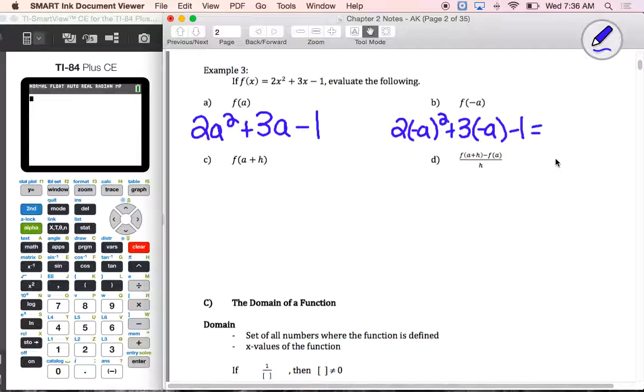And then we need to simplify it. So if I square negative a, that's going to be a positive a squared. 3 times negative a is minus 3a, and then minus 1.